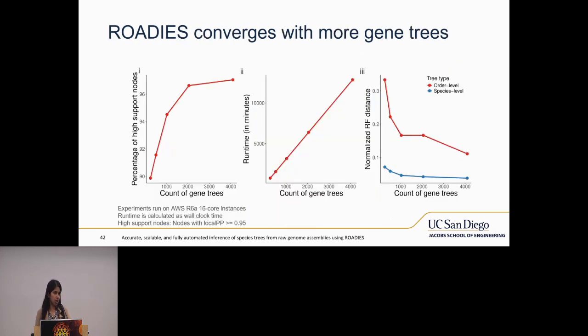Then if we talk about the convergence, the left-hand side of the figure shows how the final species tree of ROADIES gets more and more confident with more and more gene trees. And on the right-hand side we see how the normalized RF distance decreases. That means if the distance is less, the tree becomes much more accurate and much more similar to the reference tree.